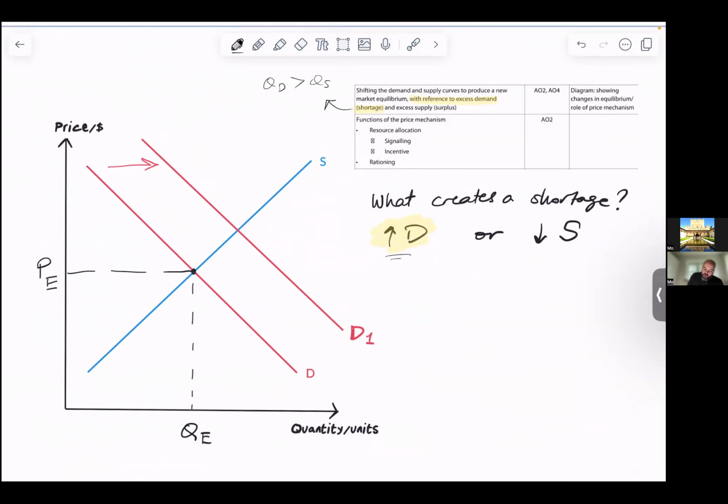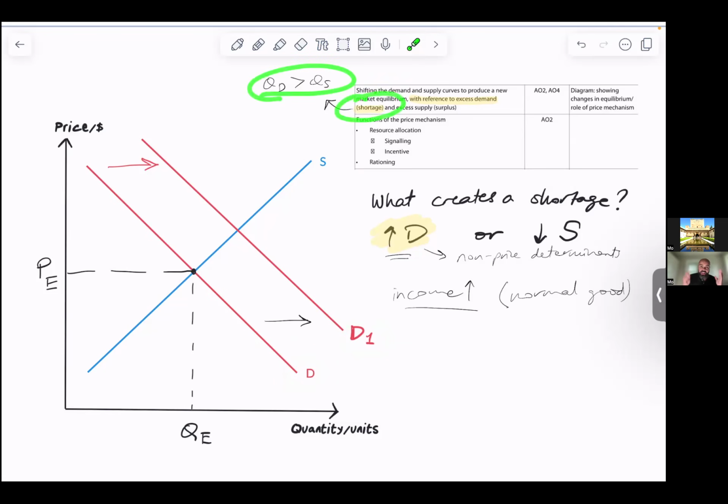Now, what causes an increase in demand? The non-price determinants. You can find that in several of my videos where I explain the law of demand and the non-price determinants of demand. But let's assume, for example, that this good or service is a normal good and income has increased. So there's an increase in income and this good is a normal good. That would shift demand to the right from D to D1. So you might be asking, where can I show that quantity demanded is greater than quantity supplied? Because by definition, that's what a shortage is.